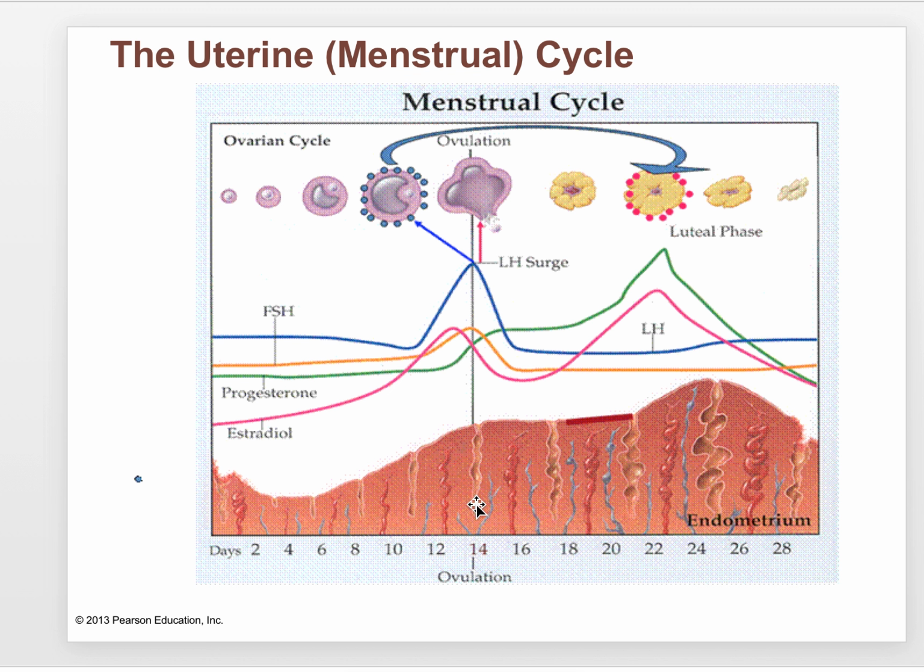That's at day 14. Just know that ovulation occurs at day 14. Day 1 is the first day of your period, so start counting at day 1. Day 14 is the optimal time to get pregnant, because that's when ovulation occurs.